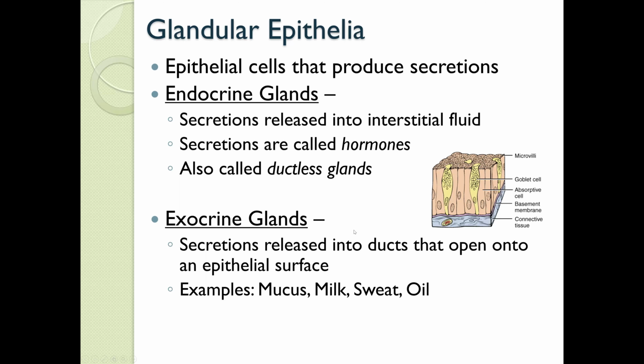Examples of exocrine gland secretions are mucus, milk, sweat, and oil. So sweat and oil are good examples of secretions that are secreted onto the surface of your skin. Mucus is a good example of a secretion that is secreted onto a surface, the lining of your intestinal tract, but that's not actually on the outside of the body. Glandular epithelia can be unicellular or multicellular, and this chapter does go into detail on how you can classify different exocrine glands, and we are not going to go into that level of detail, so I just want you to know the difference between endocrine glands and exocrine glands.